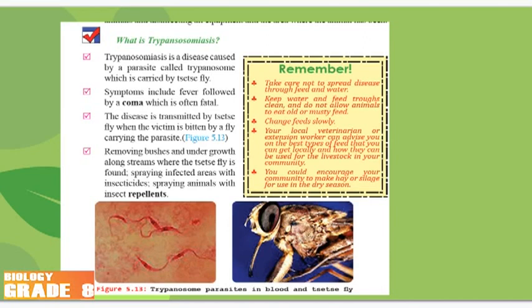Removing bushes and undergrowth around streams, that's where the tsetse fly lives. And animals need to get sprayed with insect repellent. So these are things you need to watch out for.